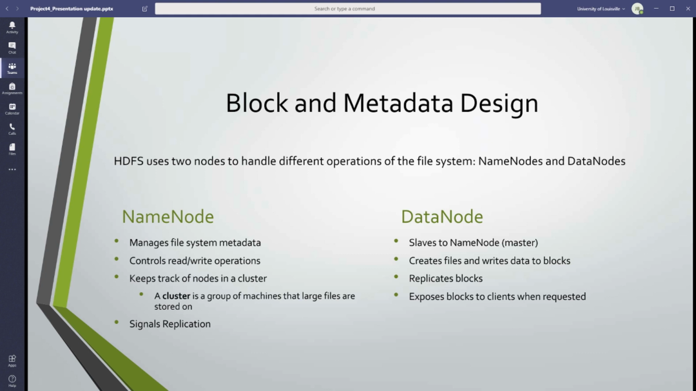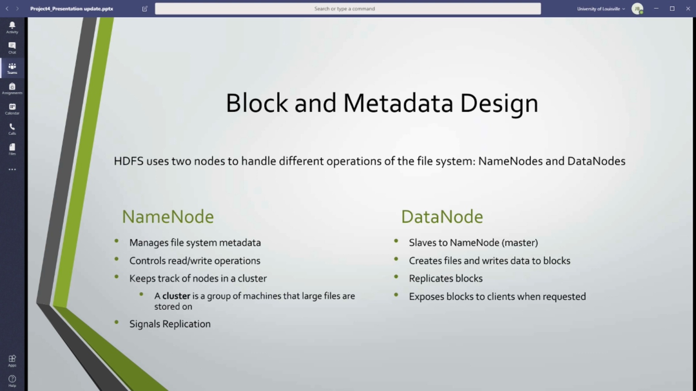They keep track of nodes in a cluster, and a cluster is basically just a group of machines that store large files. The name nodes also signal replication, so they use that information that they get from the nodes in the clusters to signal replication whenever blocks are being created.